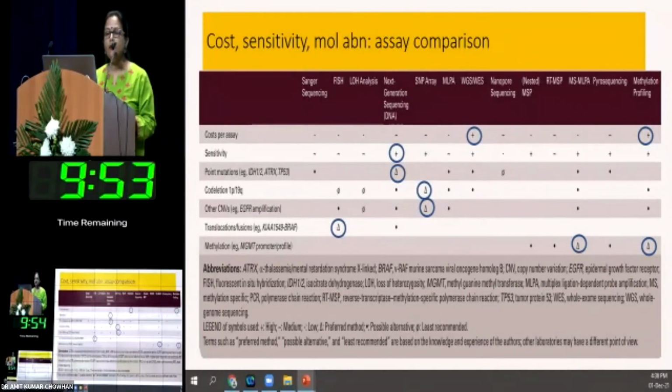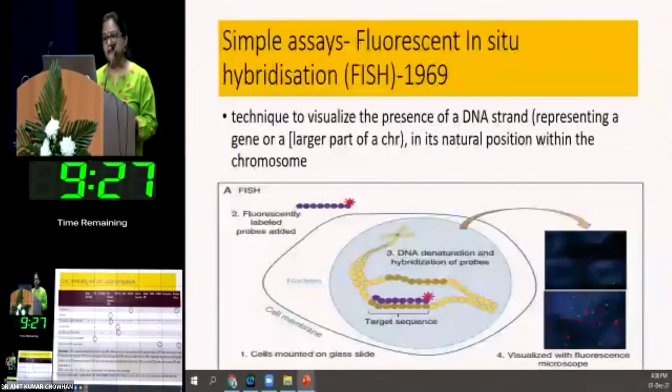In order to look for point mutations like IDH1 or 2, ATRX or TP53, next generation sequencing is the best method. In order to look for copy number variations, codeletions, and amplifications like EGFR amplification, SNP array is the best method. In order to look for translocations and fusions, FISH still has a role to play. And in order to look for methylation, methylation profiling and methylation specific MLPA are the best methods recommended.